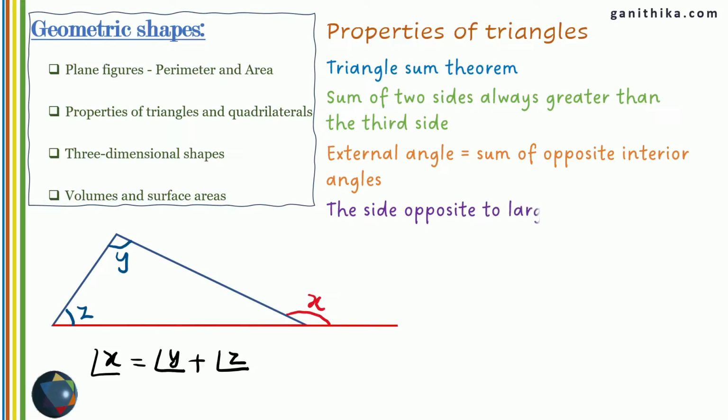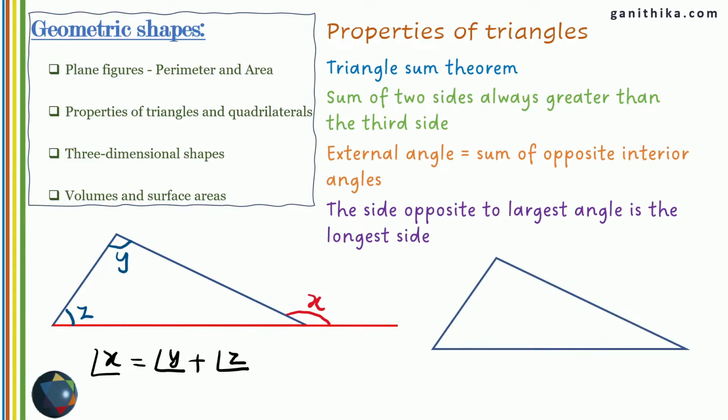The fourth property is the side opposite to the largest angle of the triangle is the longest side. For example, if you have a triangle like this, you can see that this angle is the largest angle. Therefore, the side opposite to that angle will be the longest side among the three sides of the triangle. So the largest angle gives you the longest side opposite to it. This is the fourth property of a triangle.